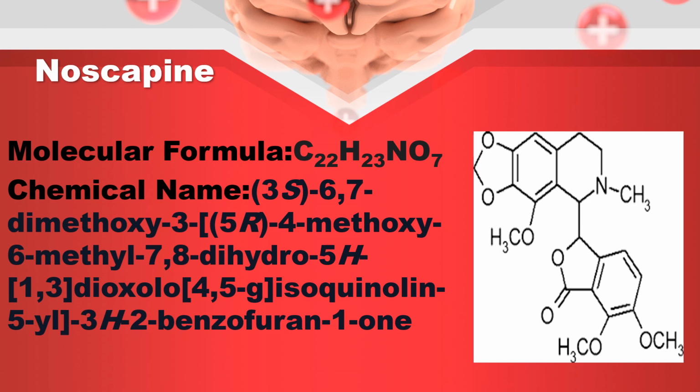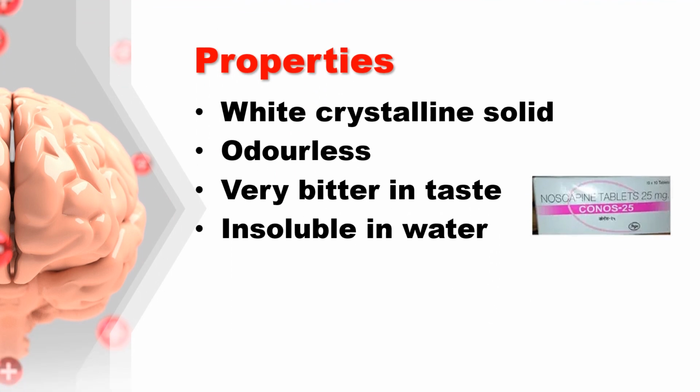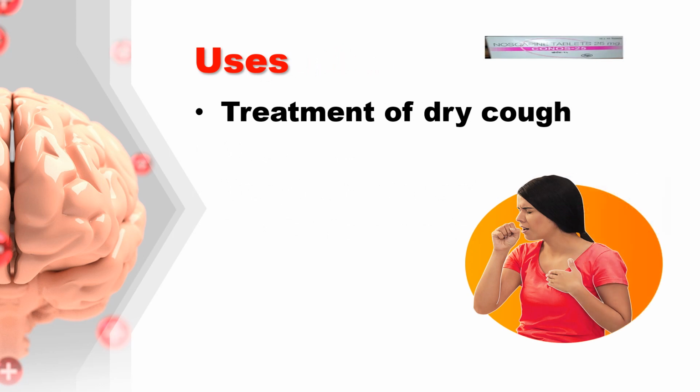And the chemical name is 3S-6,7-dimethoxy-3-(4-methoxy-6-methyl-7,8-dihydro-5H-[1,3]dioxolo[4,5-g]isoquinolin-5-yl)-3H-2-benzofuran-1-one. Properties of noscapine: it is a white crystalline solid. It does not possess any odor, is very bitter in taste, and is insoluble in water. Uses: it is used in the treatment of dry cough.